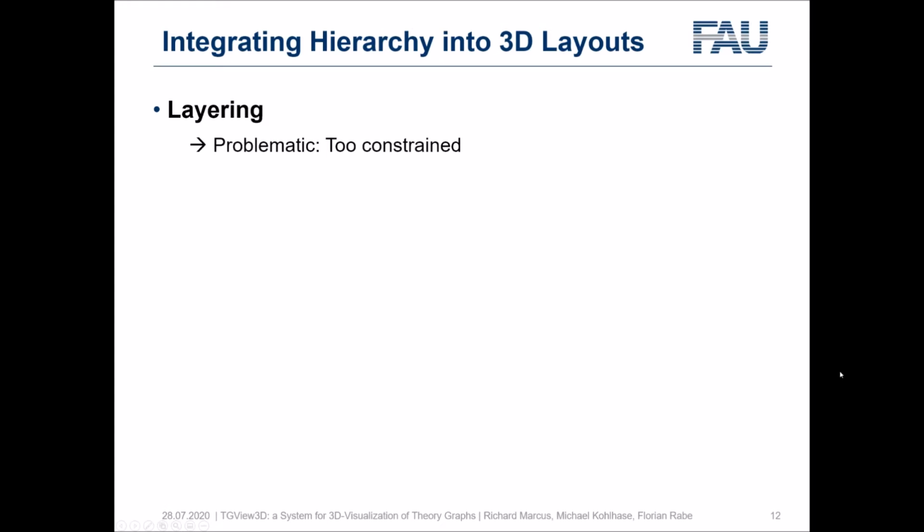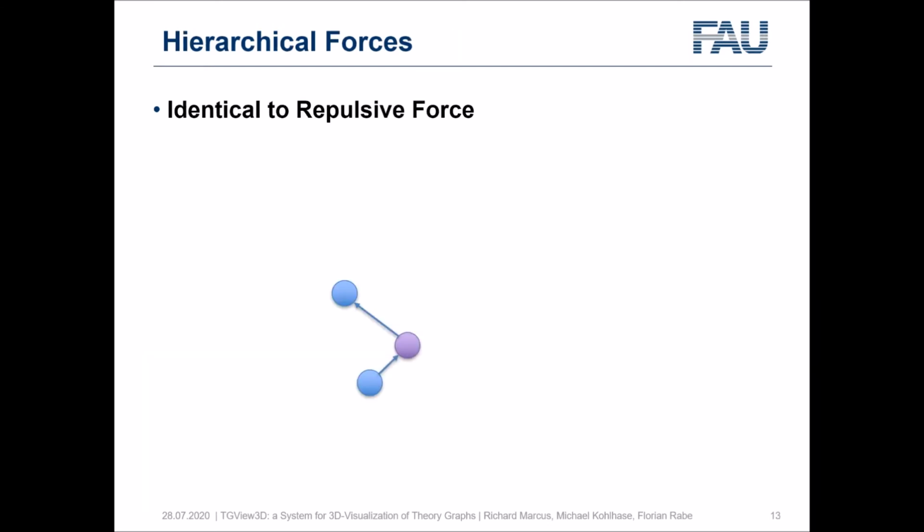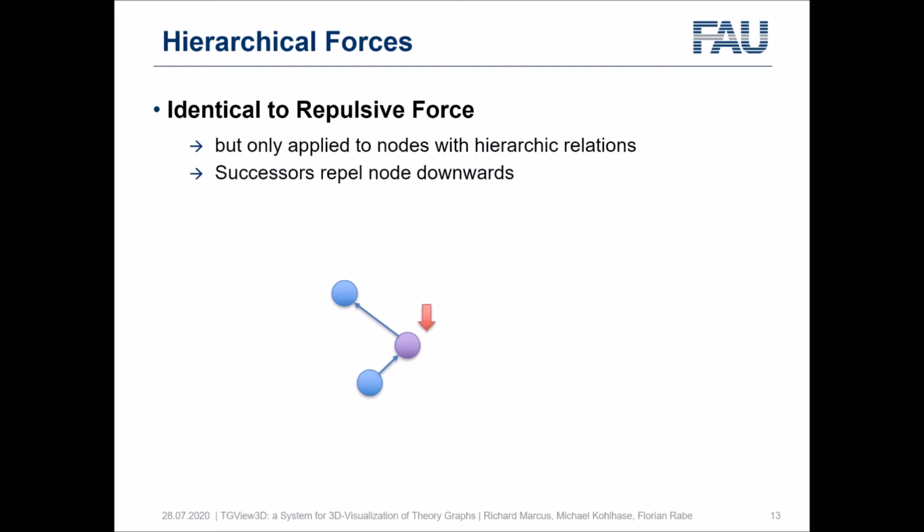So we want to use a local hierarchy instead. This means that successor nodes are always following and predecessor nodes are always before a node, so that the inheritance relations are correct. And we can implement this by introducing hierarchical forces, which work identically to the repulsive force in a regular force-based algorithm, but are of course only applied to nodes with hierarchical relations.